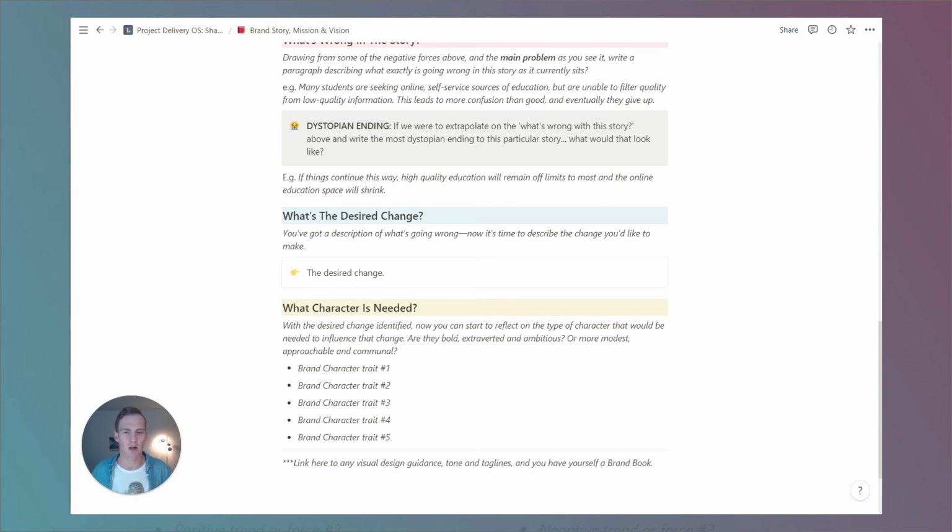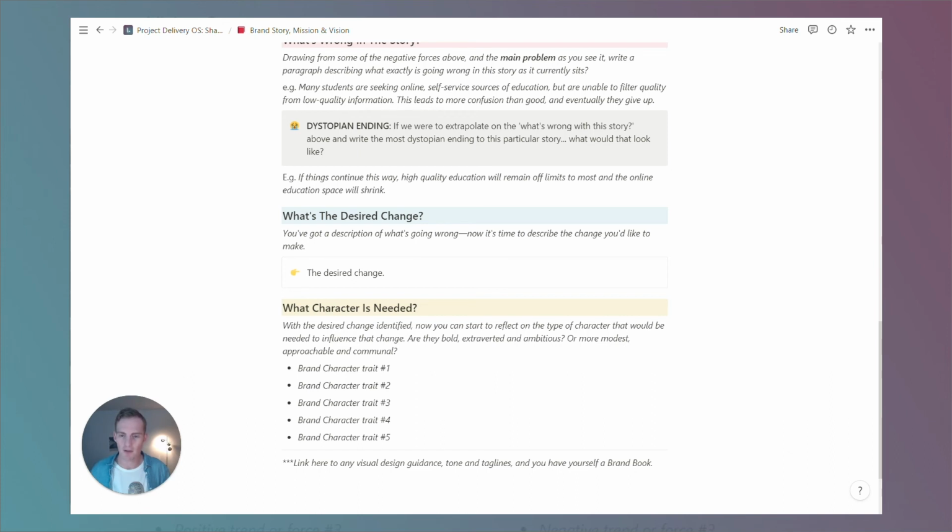So again, if we're thinking about online education, filtering good from bad, maybe a characteristic or a trait that makes sense for this brand is reliability, credibility. We need to come across as, you can trust us to be the arbiters of deciding what's good and what's bad. Maybe that's a trait that needs to happen. But maybe we don't want to be too authoritarian. Maybe we want to have some kind of friendliness, accessibility, transparency. So you can see that there are some traits which organically arrive for this particular brand character, because that's the type of character that would be needed.